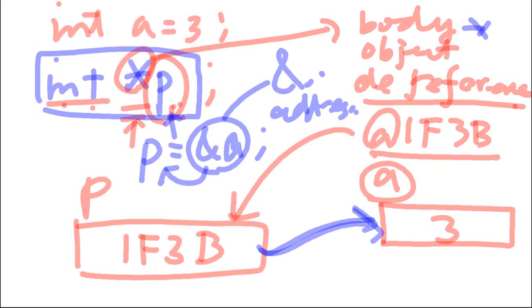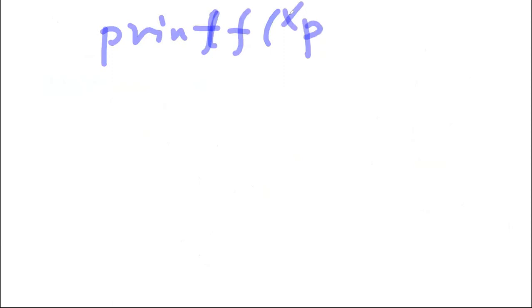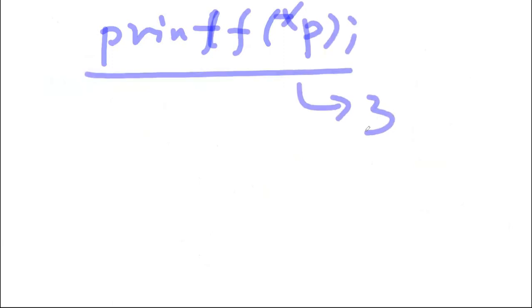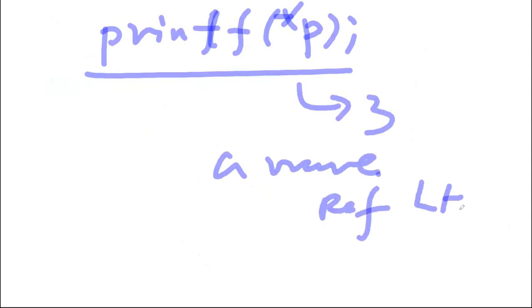If we do printf of P's body, this will print 3. Any question? Why not directly P equals A? A is a name, a variable. It's a reference, a left-hand side value. It's not a pointer or an address.